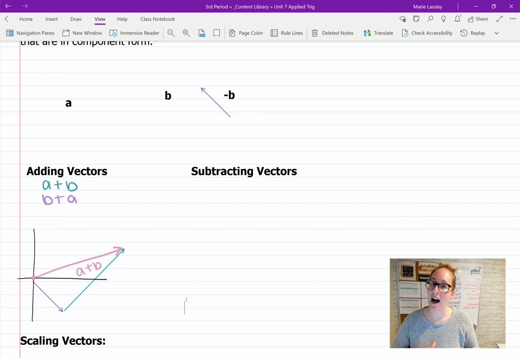So it does not matter the order in which you add your vectors. You will get the exact same vector as the result. And you can see if you look at that pink vector, it didn't change its degree, it didn't change its magnitude. It is literally the exact same vector in the exact same spot.